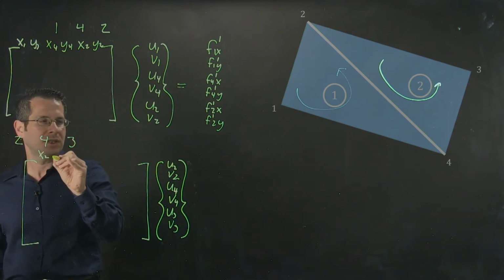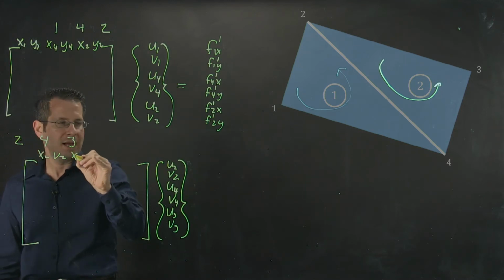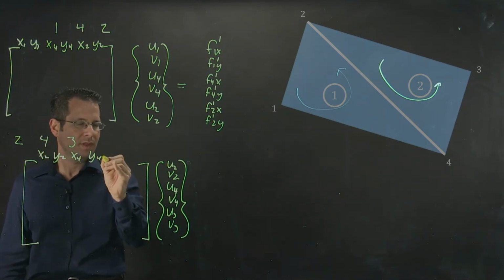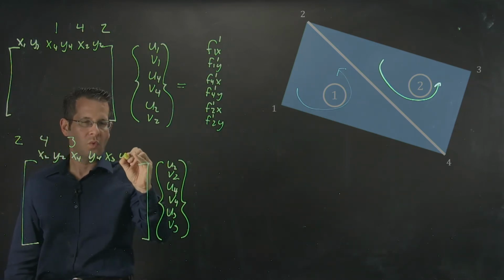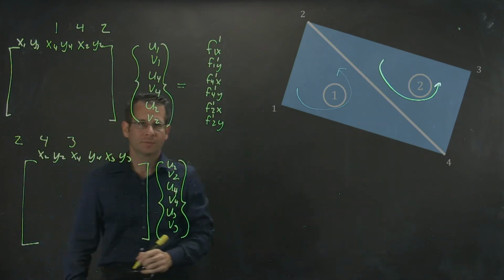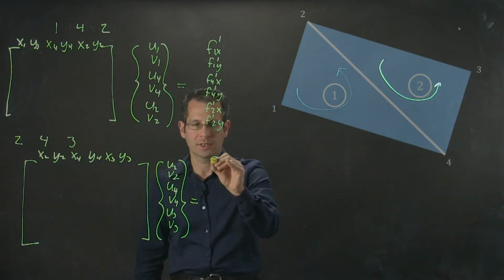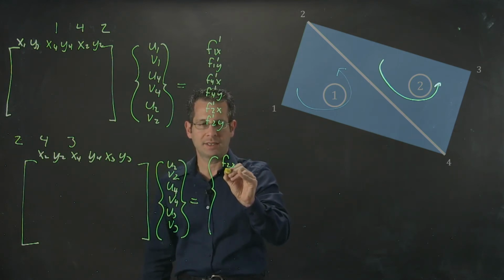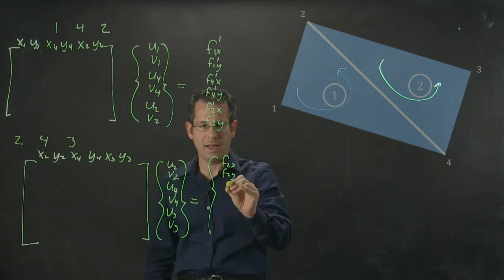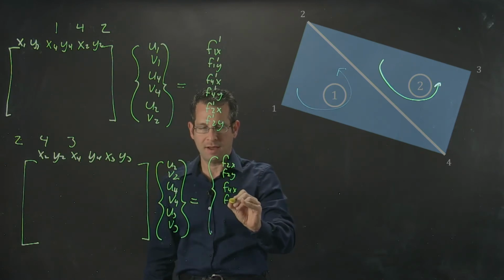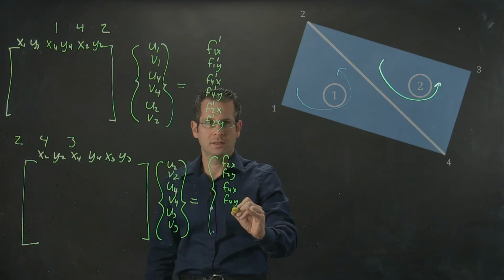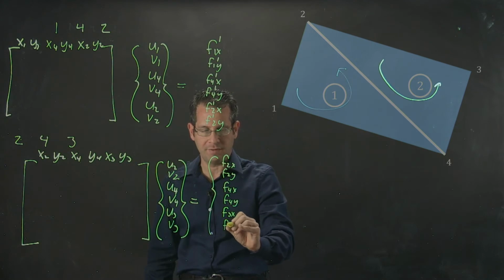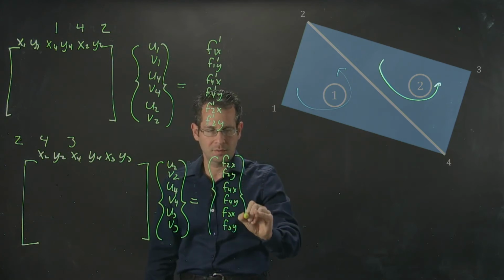Likewise, along the top, to label the tops of my columns, I could think of this as x2, y2, x4, y4, x3, y3. My local force vector will now be f2x, f2y, f4x, f4y, f3x, f3y.